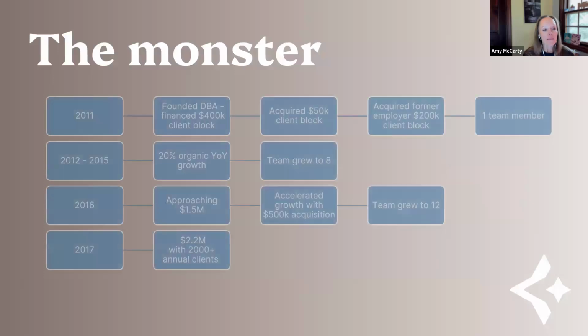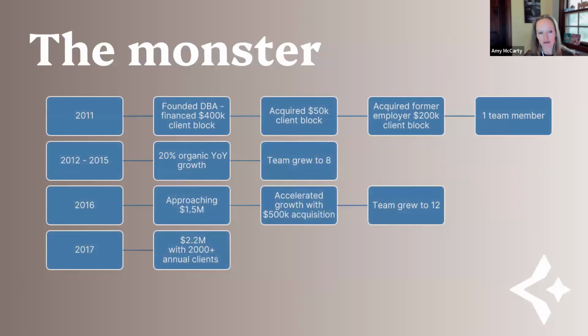So way back in 2011 is when Marcus started the practice, right? And so DBA was founded, Dillon CPAs is what it was called back then. It might have been a different name. Apologize, Rachel or Marcus are probably on and can correct me. But back in 2011, it was founded, financed by a client block, $400,000, right? And you can just see what happened in 2011: initial purchase, another acquisition, a former employer, a third acquisition there, and a team member.